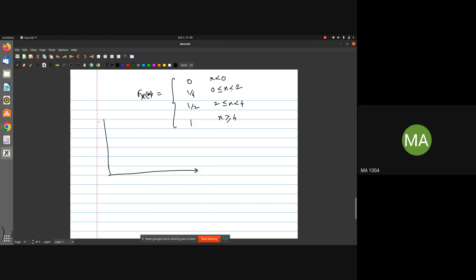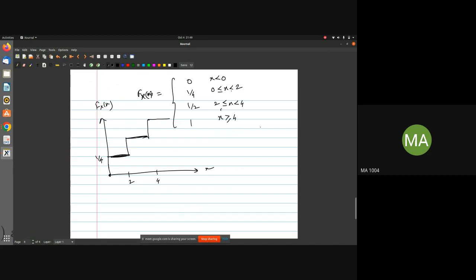Okay, we'll draw the graph. Let's say F(x) is here and x is here. When x is less than 0, it's 0. Between 0 and 2, it should be 1/4, and it is a constant. Between 2 and 4, it is 1/2. And for x greater than 4, it should be 1. So this is the step function.